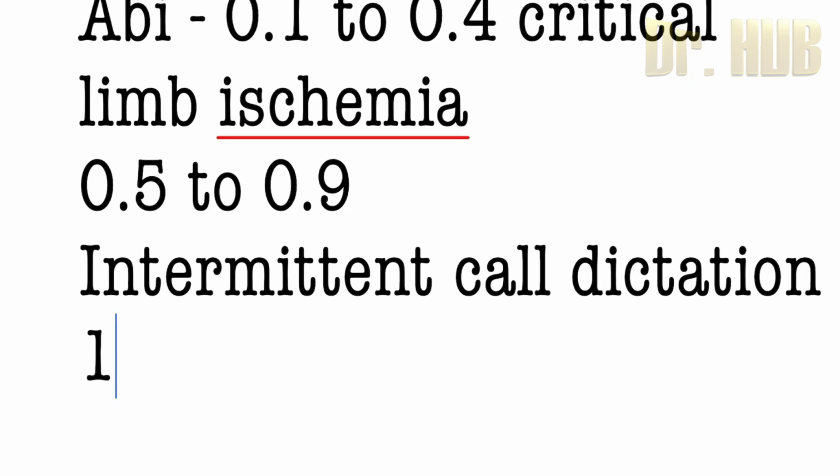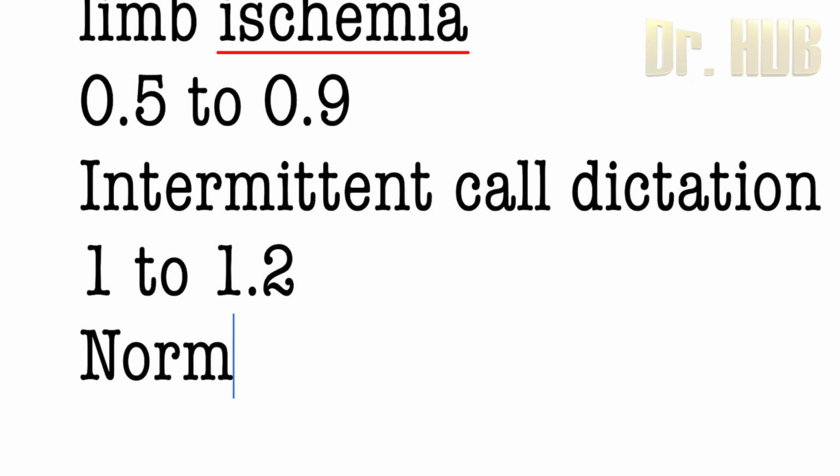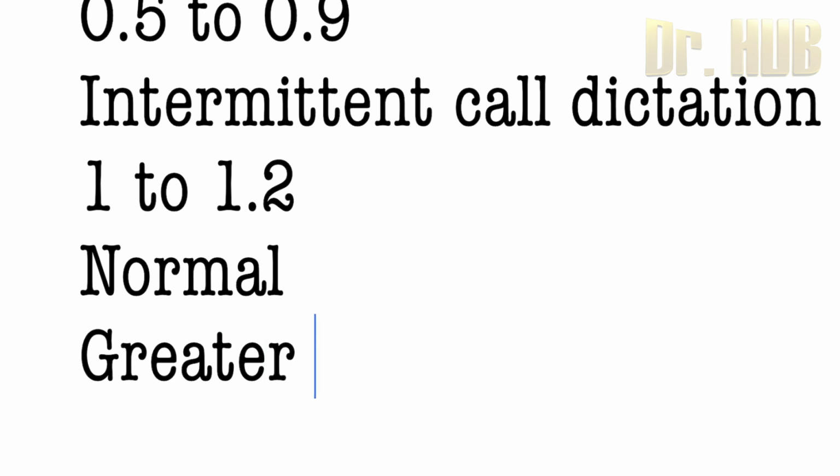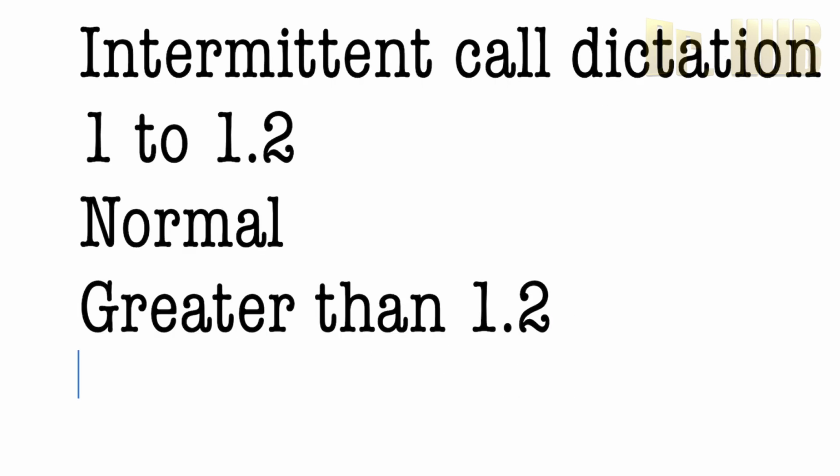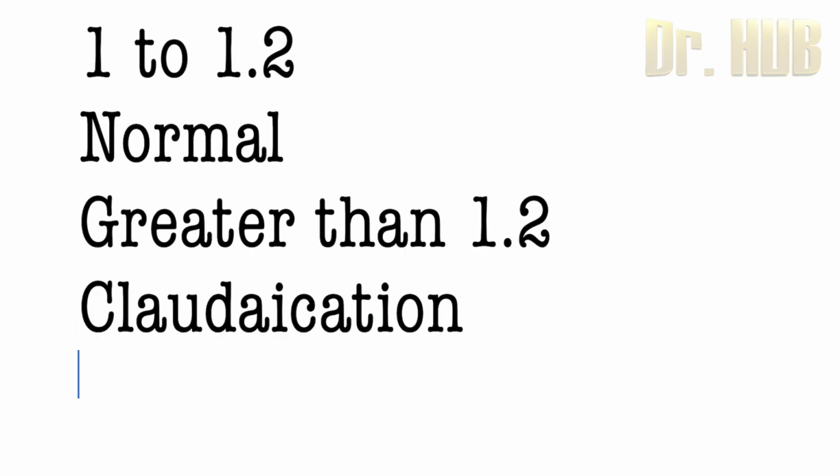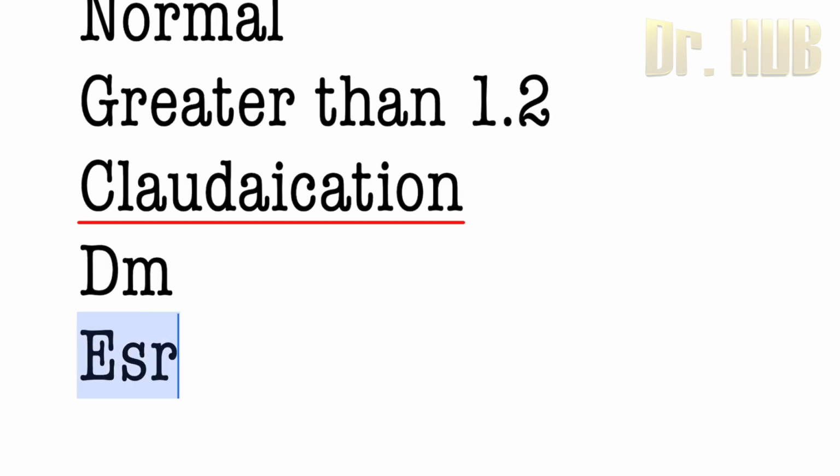Then comes 1 to 1.2, which means it is normal. Next is greater than 1.2. Greater than 1.2 is seen in patients with calcified vessels, in case of diabetes mellitus or ESRD.